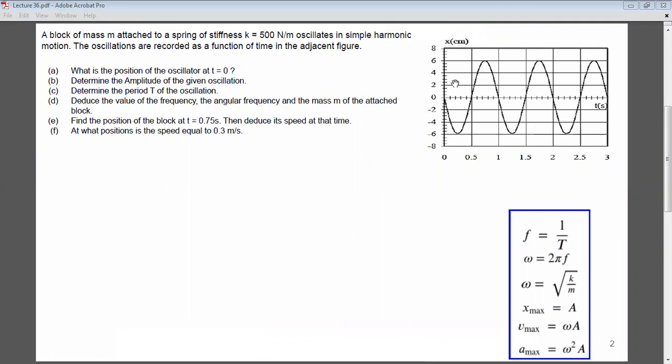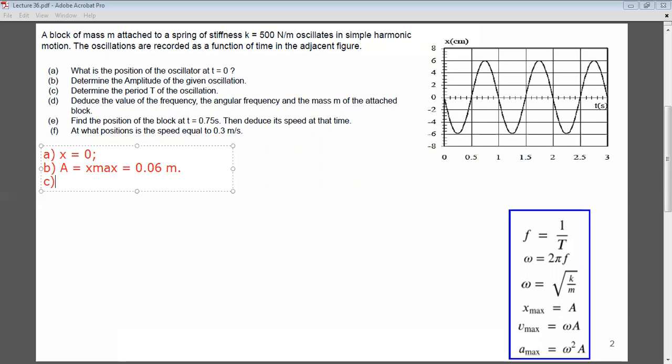Okay, so we have x as a function of time. What is the position of the oscillator at t equal to 0? So I go to my graph, and at t equal to 0, I can find that x is equal to 0. Determine the amplitude of the oscillation. So the amplitude, I get it from the maximum value. So the amplitude is equal to x maximum, which is 0.06 or 6 centimeters.